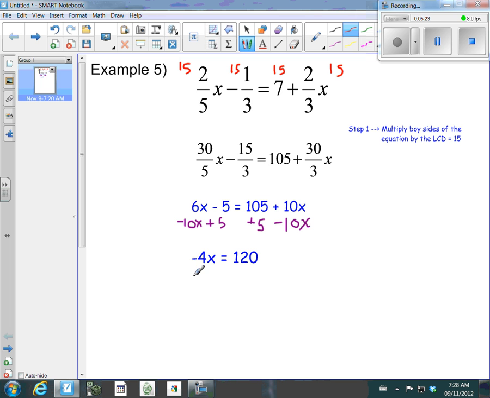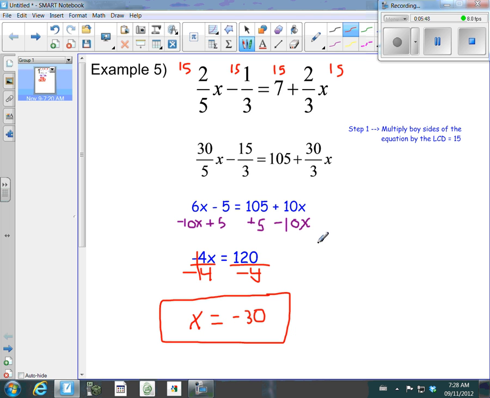Divide both sides by negative 4. What we do to one side, we must do to the other. And what do you get there? You get x equals negative, positive divided by negative is a negative 30. Okay, that's example 5.